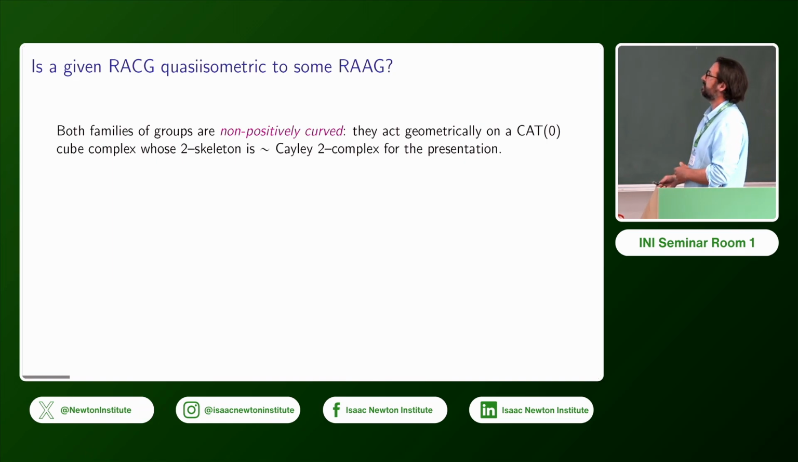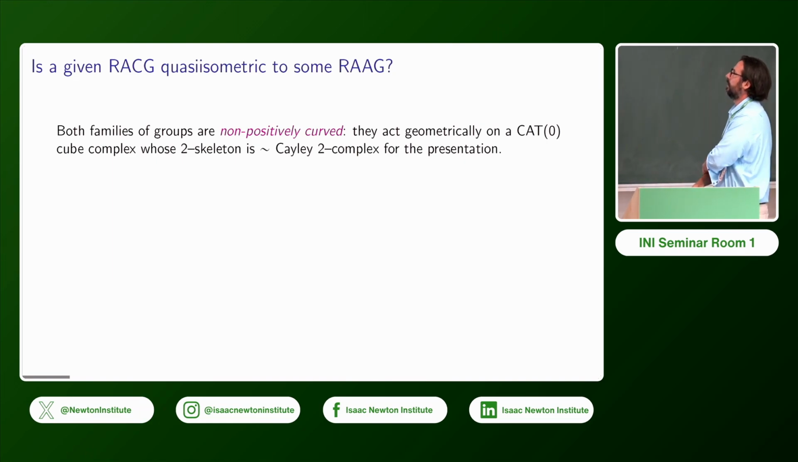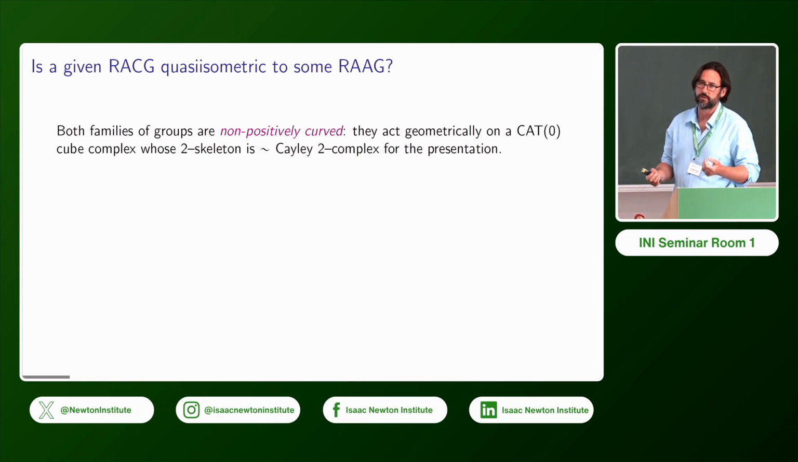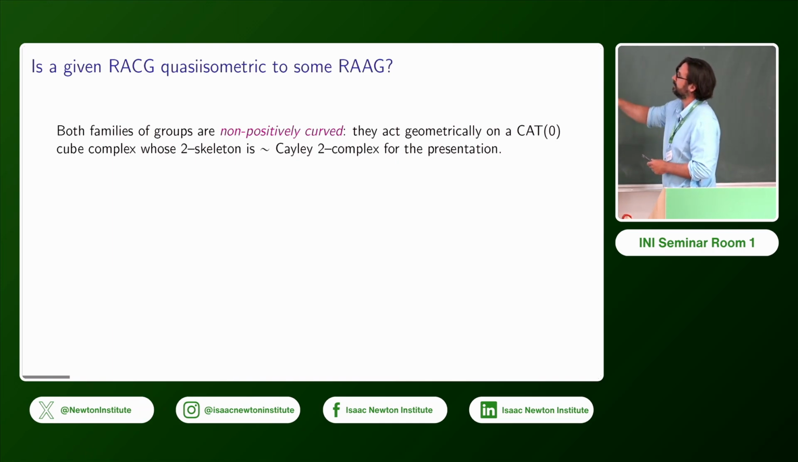And okay, both families of groups, these are non-positively curved, right? They act on cube complexes. That's basically the Cayley 2-complex for the presentation. So what that means is the vertex set is in bijection with the group elements. Two vertices differ by an edge if those group elements differ by multiplication by a generator. And if you look at a cycle where you read off one of the relators, you should fill in a 2-cell along that cycle.